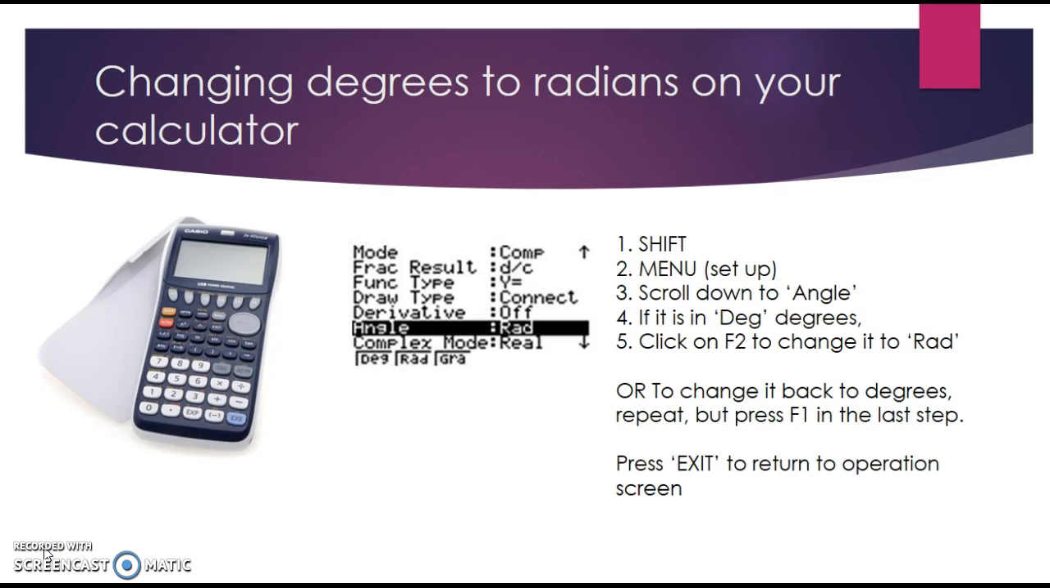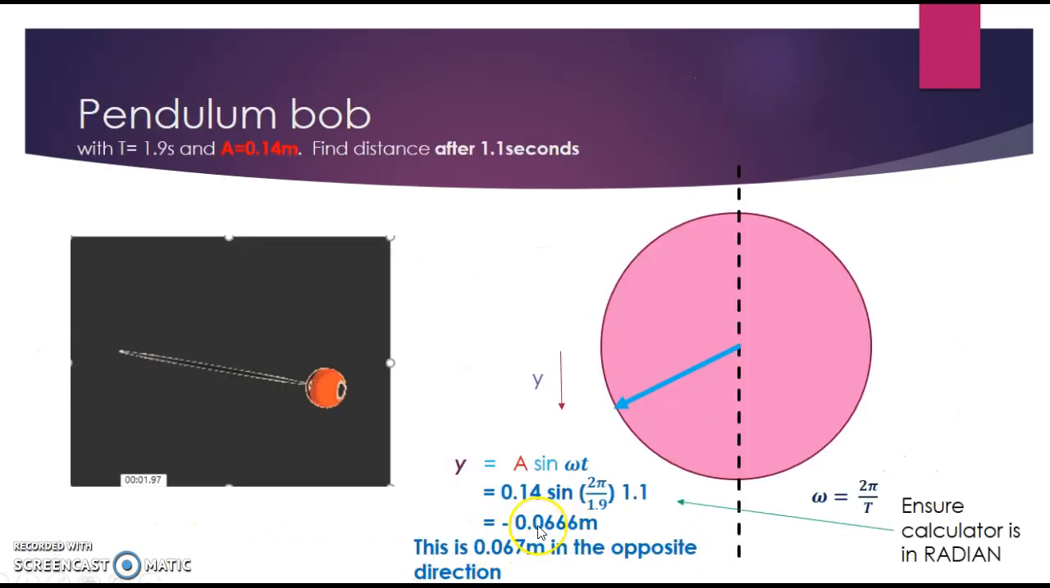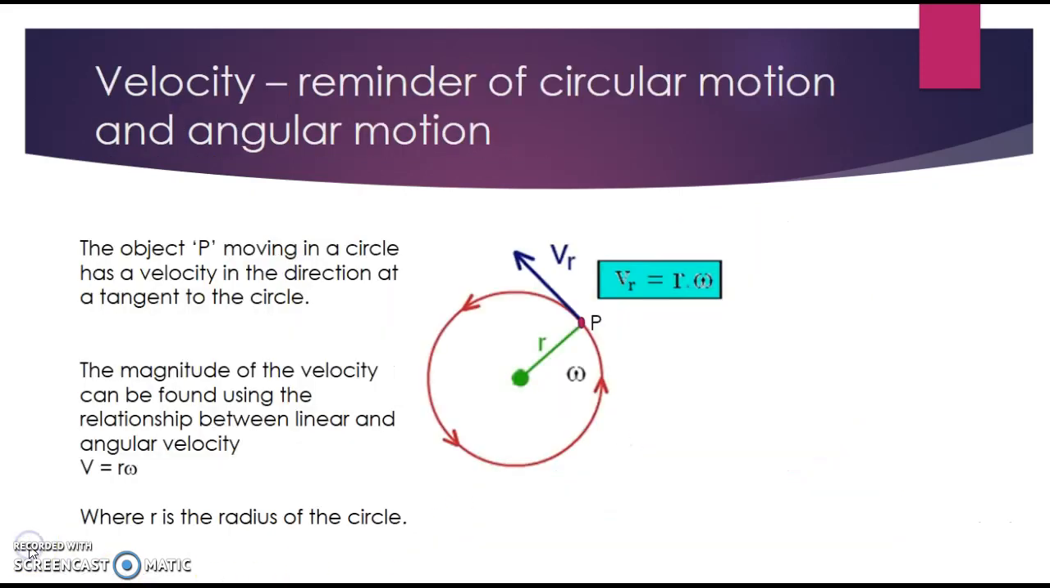Make sure that your calculator is in the radian mode. Pause the video at this point if you can't remember how to get to radians on your calculator. And so you end up getting this value 0.0666 meters, and it's obviously going negative, meaning it's going in the opposite direction. Moving on to velocity now, just a reminder of circular motion.